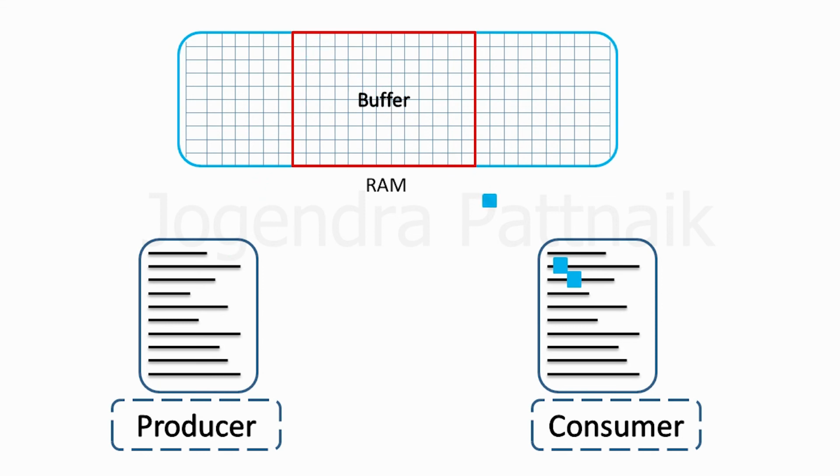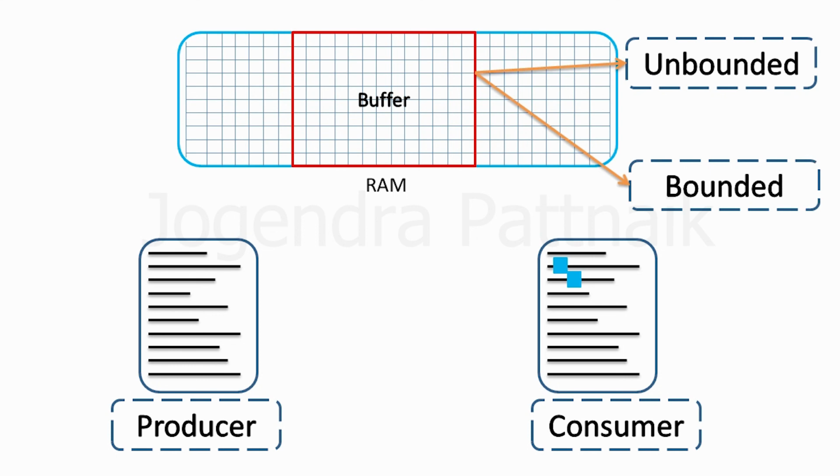One is the unbounded buffer, which places no practical limit on the size of the buffer. On the other hand, the bounded buffer assumes a fixed size. In this case, the consumer must wait if the buffer is empty and the producer must wait if the buffer is full. We are going to discuss the concept of the producer-consumer problem in the process synchronization chapter.